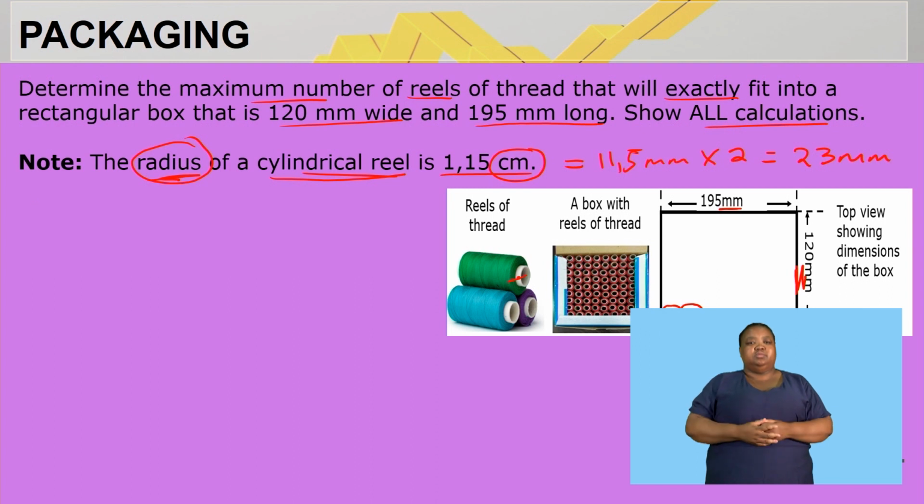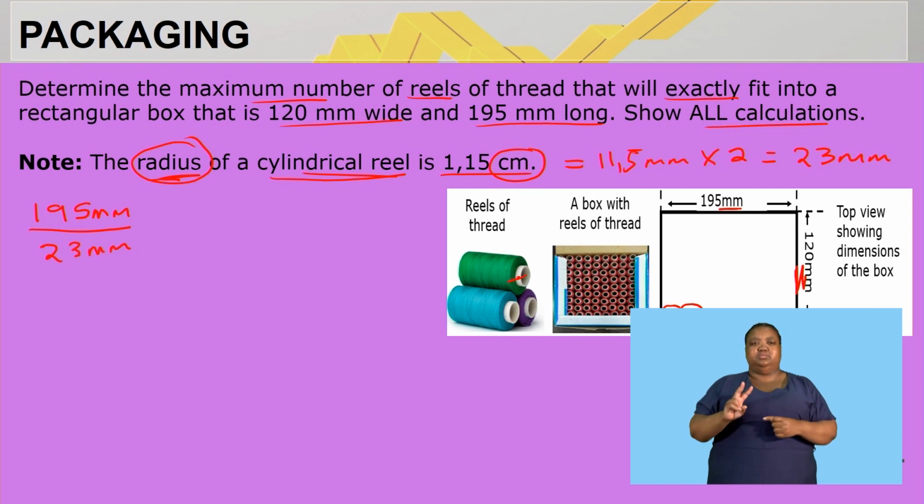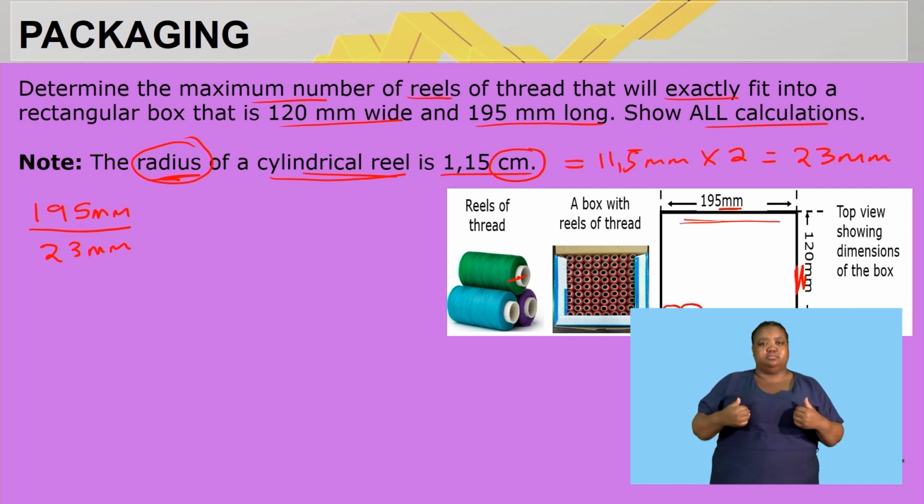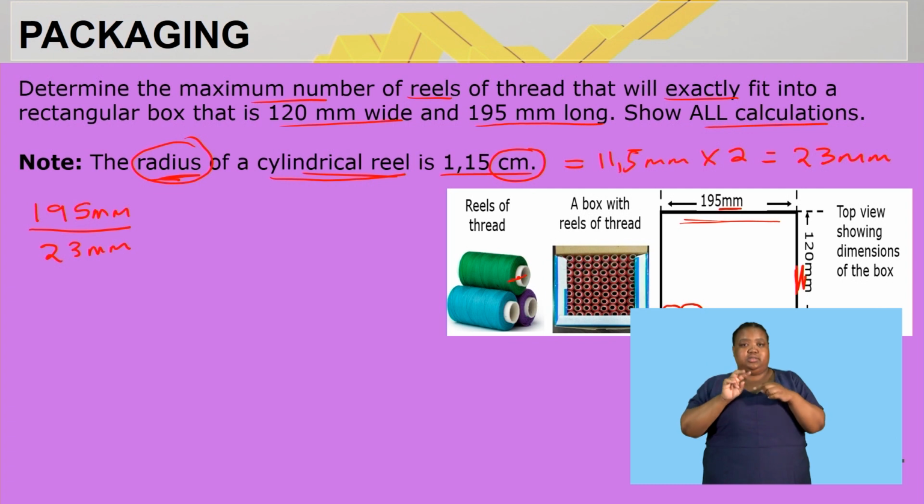So first of all, I'll take the 195 millimeters and I'll divide it by the diameter of 23 millimeters to see how many of these reels can fit like this, meaning horizontally. So let's type it in, 195 divided by 23. That will give us 8.478 followed by a few other digits. But remember, we said when we do packaging, it's important for us to round down. So therefore, this will be only 8.